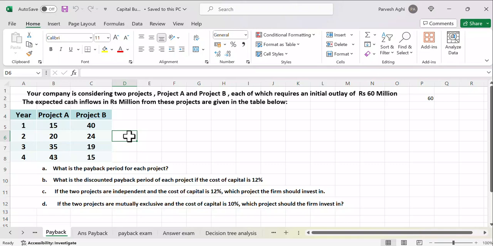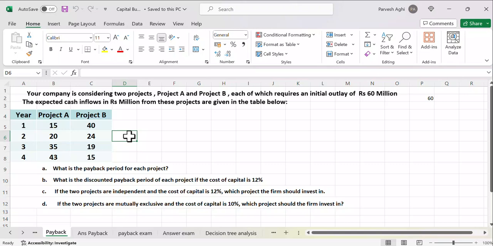So this is the first part of it. Second is, what is the discounted payback period for each project if the cost of capital is 12%? Now the only new thing is the cost of capital, which I'm going to explain. It is, for simple reasons, that you think you're going to spend all this money, 60 lakhs, and you're going to take a loan or issue some equity. So it is going to cost you 12%. This is the cost of funding the project. So what is the discounted payback period for each project if the cost of capital is 12%?